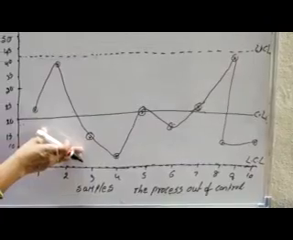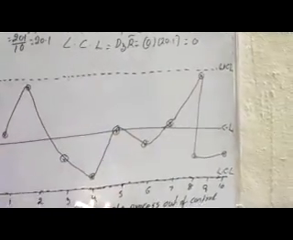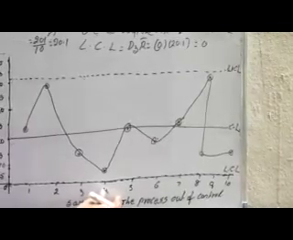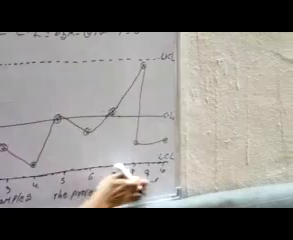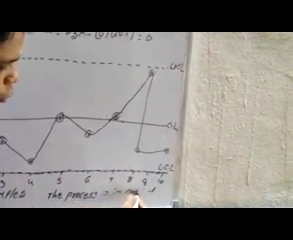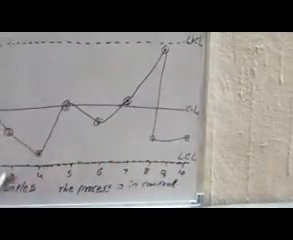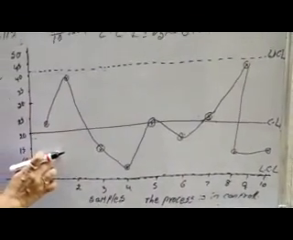Now all of you observe, is there any point either out of UCL or out of LCL? No, therefore no point is out of UCL and LCL. Therefore, you can say that the process is in control. Therefore, according to this problem, the mean chart shows the process is out of control and the range chart shows the process is in control.